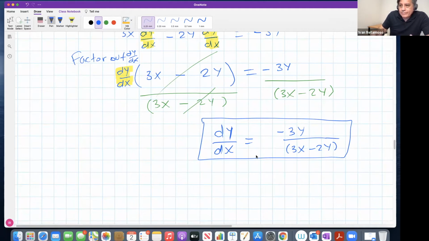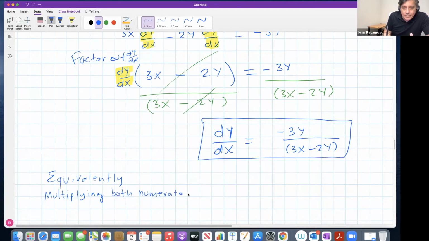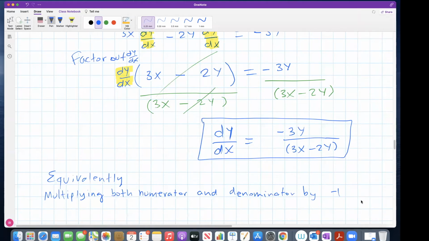Equivalently, it turns out there is another form for the answer. Multiplying both numerator and denominator by -1, multiplying numerator and denominator by -1, then what do we get? Well, let's see.